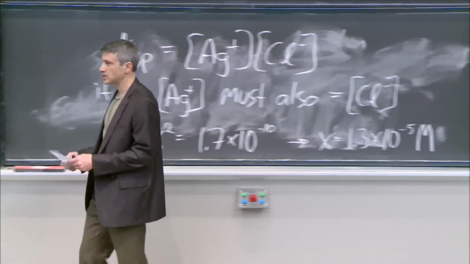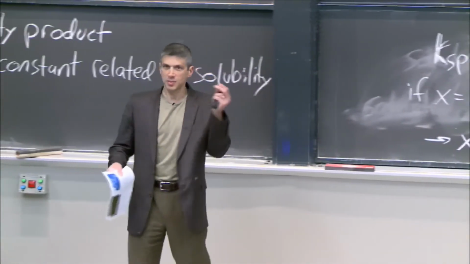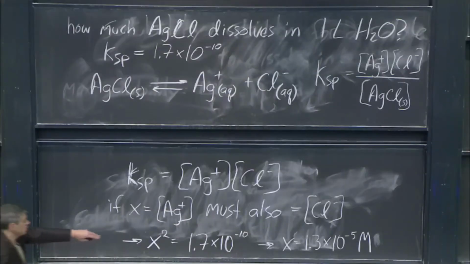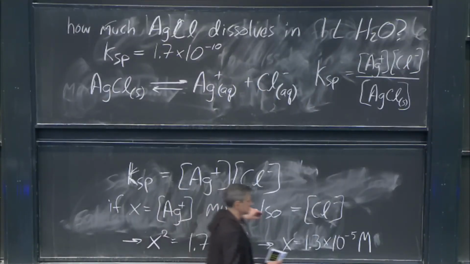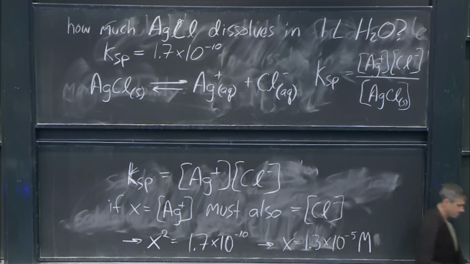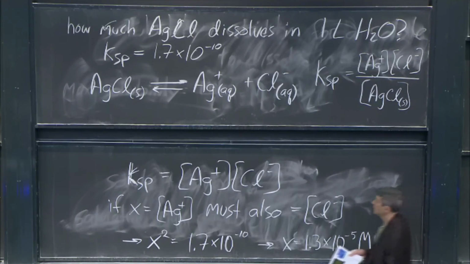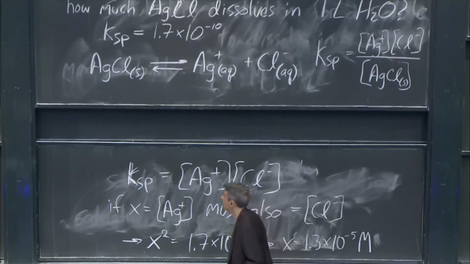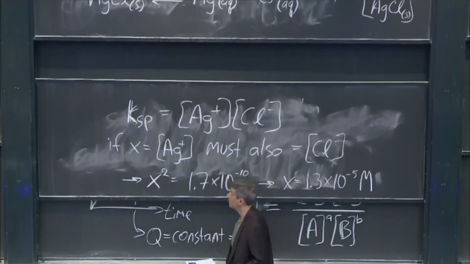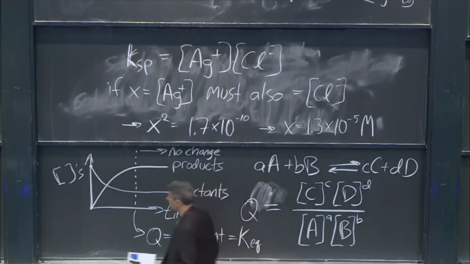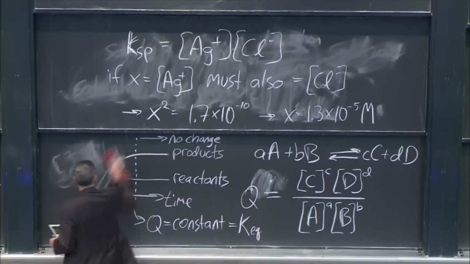So that is how much, in equilibrium, this is an equilibrium constant, that is how much you will get of these ions dissolved in water. Now, there's a nice way to set this up that is often taught in high school. I like it. I think it's a good way to kind of keep track, right?